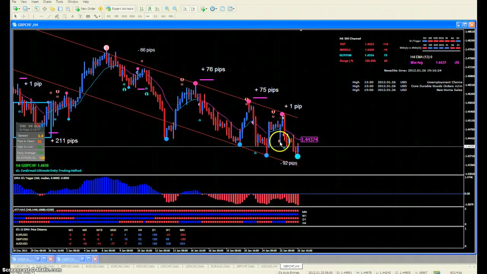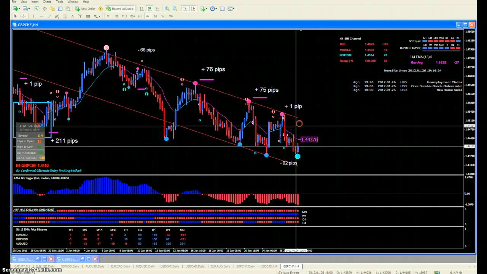That would have actually been less if one of the settings in my expert advisor had not been incorrect and I adjusted it. This would have been a better entry and there would have been fewer pips lost on this. We still would have experienced a loss, but it would have been more like 67 pips instead of 92.